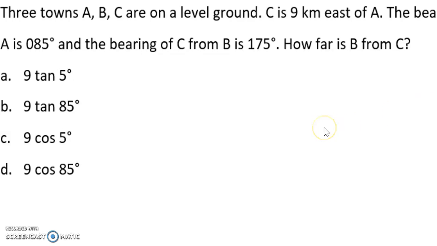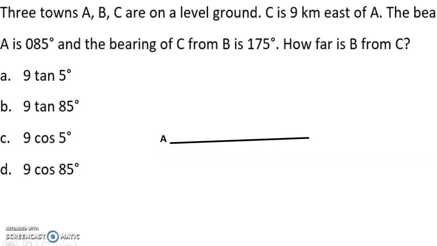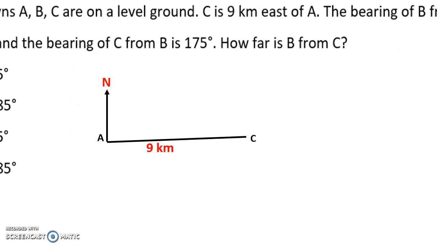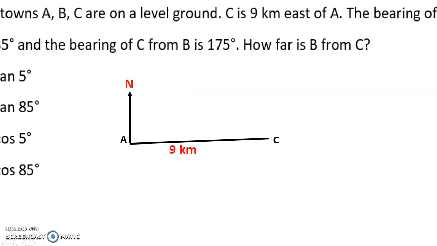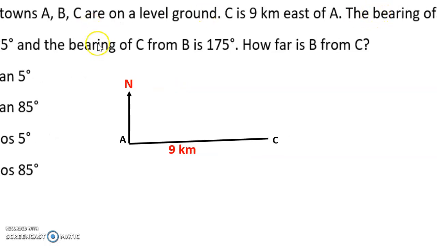Alright, so let's look at the first part. They say C, which is here, is 9 kilometers east of A. So let's put that in. So that's C, right? That's the distance from A to C. Now, drawn to scale. Alright, so we're looking at bearing. The word bearing was used twice, here and there.